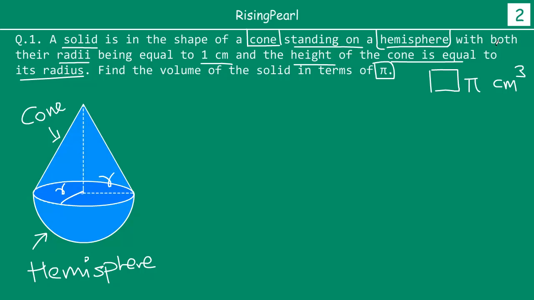And it is such that both their radii are equal to 1 centimeter. So the radius of the cone and the radius of the hemisphere are both equal, and the value is given as 1 centimeter. Furthermore, the height of the cone is equal to its radius. So this height h is given as 1 centimeter, because the radius of the cone is 1 centimeter. Now we have to find the volume of this solid.